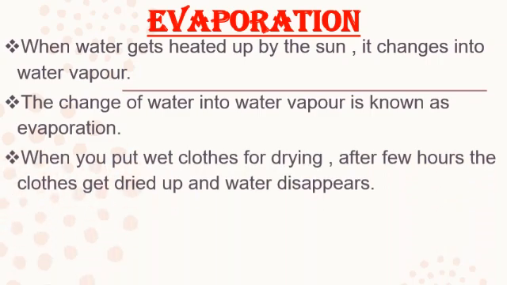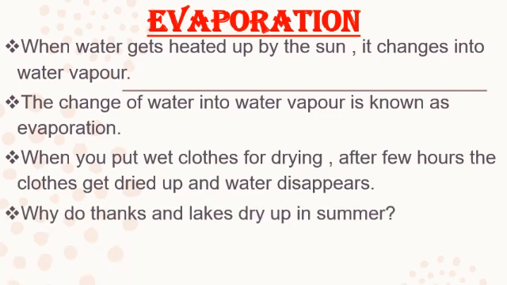When you put wet clothes for drying, after a few hours the clothes get dried up and the water disappears. How is that? Because of the sun rays, right? The sun rays are so strong that it evaporates. It soaks all the water, moisture from the clothes and the clothes become dry. Now in rainy season, the clothes take time for drying because the weather is cool. The sun is not there.